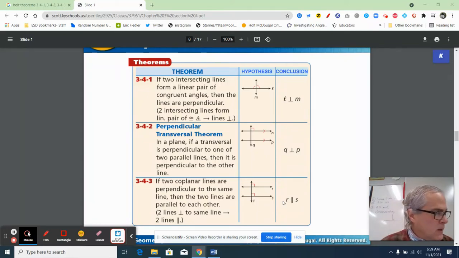Hi, everybody. Here are the three theorems from section 3.4. I hope you've read the two definitions that I had for you.